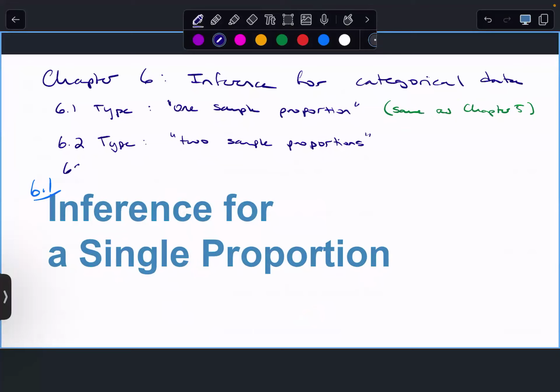6.3, the 6.3 type is going to be called a chi-squared goodness of fit test. Obviously, we'll deal with that when we get to it. Chi is a Greek letter, spelled c-h-i, but don't say it that way because then you're found out immediately. So it's chi-squared goodness of fit test.